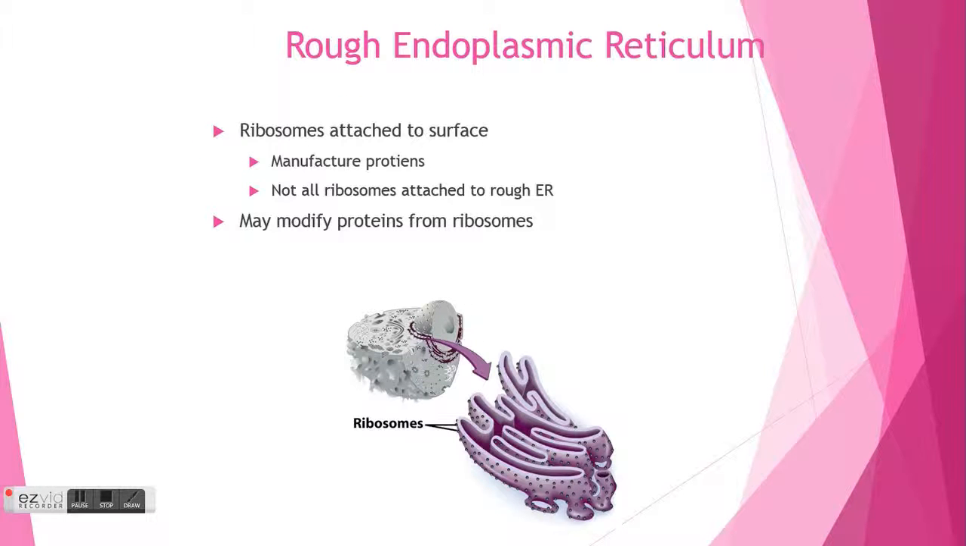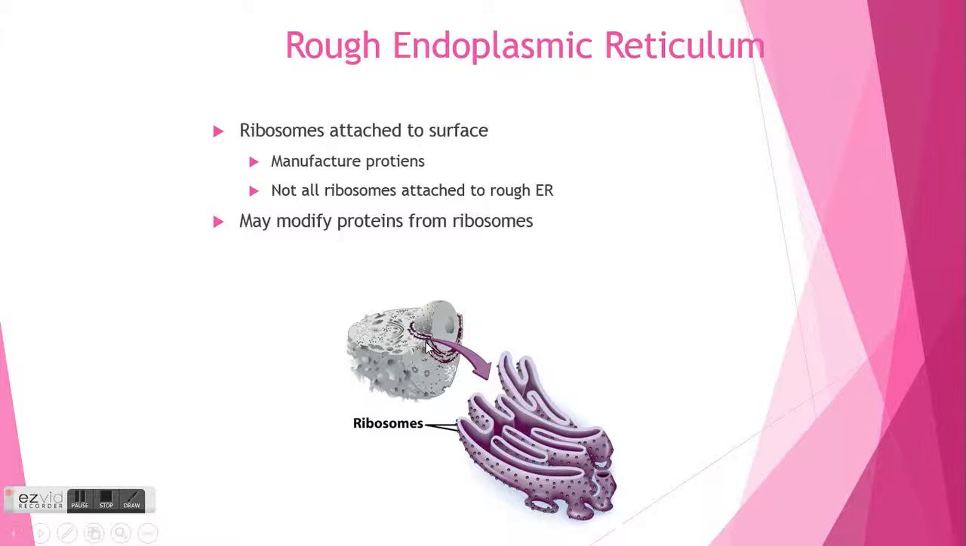Now the rough endoplasmic reticulum, or the rough ER, has ribosomes attached to the surface. So as you can see down below, you can see the little ribosomes on the actual surface of this membrane. Now it's usually wrapped around the nucleus, as you can kind of see in this picture. That's a common place for it.